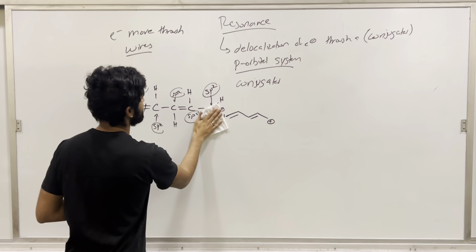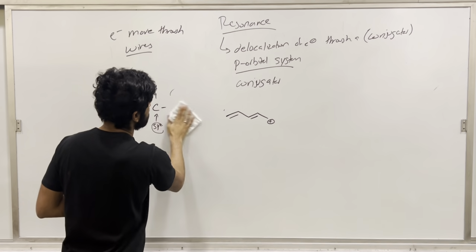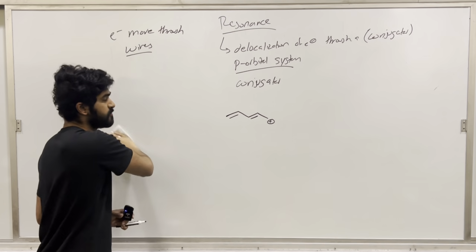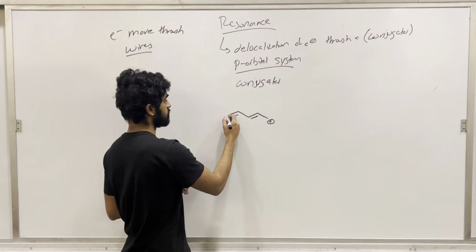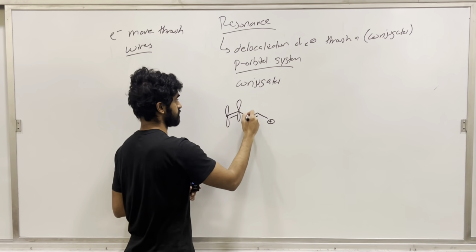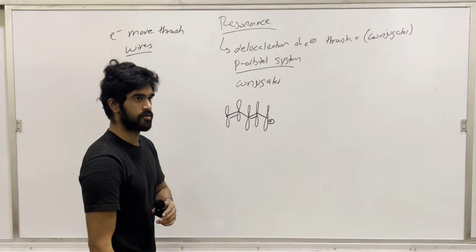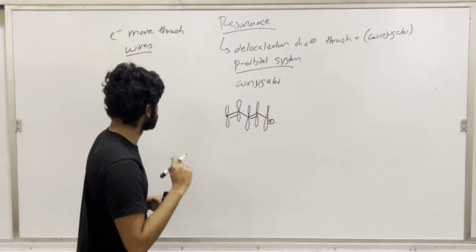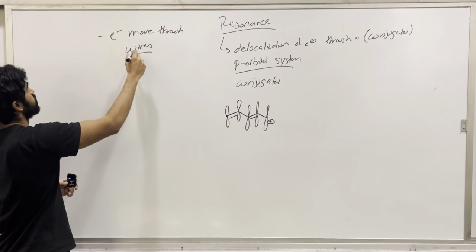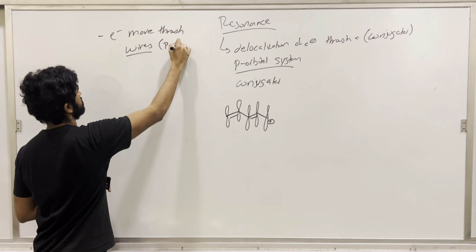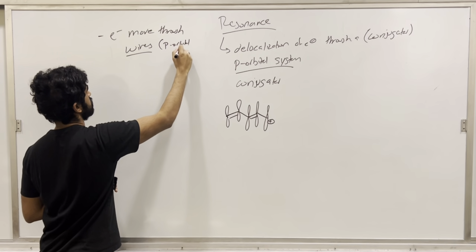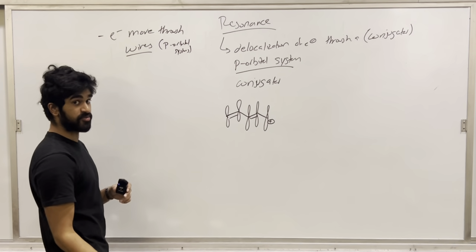And that makes this system of p orbitals what? Conjugated or accumulated? Conjugated. Very good. It's conjugated. Right? So that's number one. Electrons move through wires, or p orbital systems. Specifically conjugated p orbital systems.